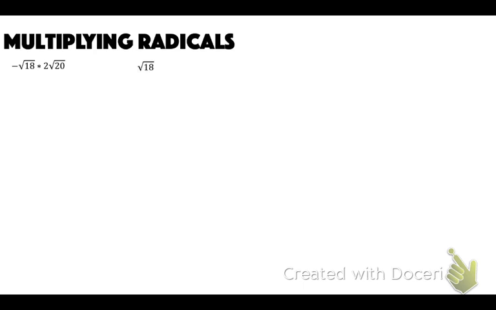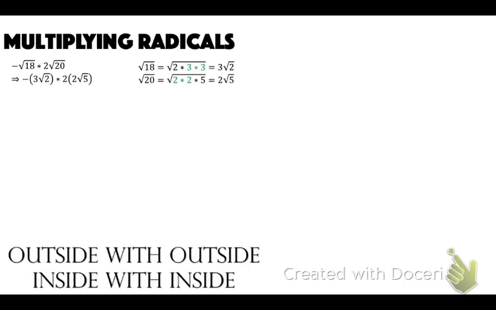Multiplying radicals. So first let's simplify this. The square root of 18 is the same thing as 3 square roots of 2. The square root of 20 is the same thing as 2 square roots of 5. So that's negative 3 square roots of 2, and 2 times 2 is 4, so times 4 square roots of 5.